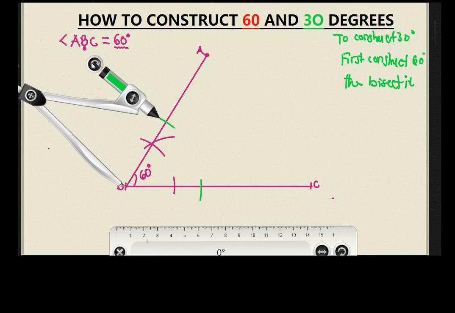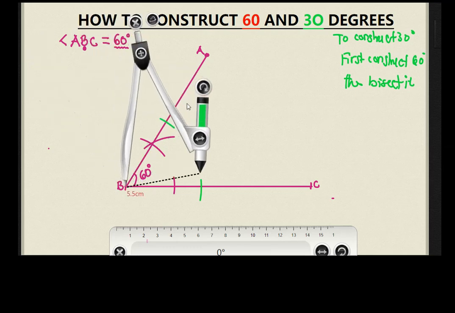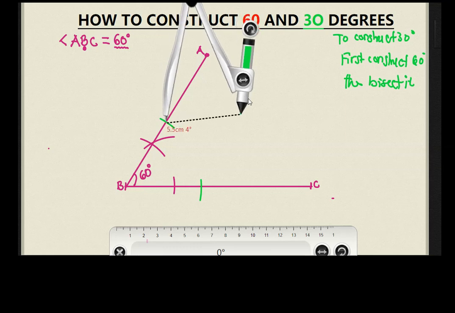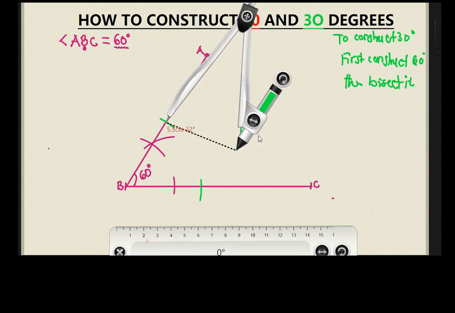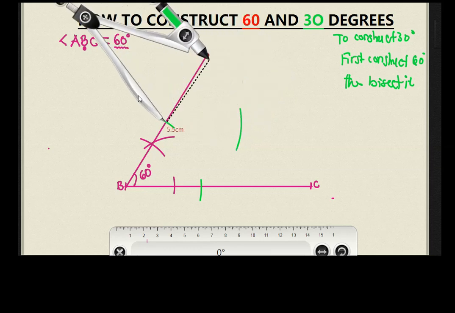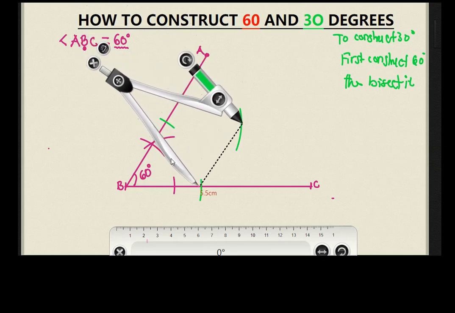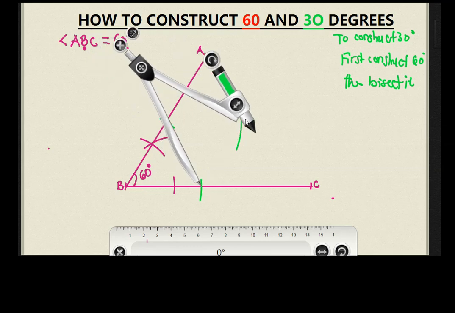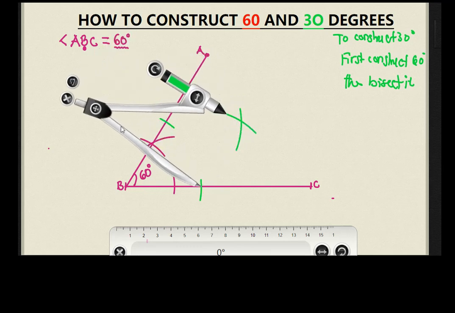After you've done that, you may change the radius or you may leave it the way it was. For this case, I've decided to leave it the way it was. Then I'll transfer my pointer on this point and then draw an arc like this. After I've done that, I'll again transfer my pointer to this point and as well draw an arc such that the two arcs can intersect at a point.